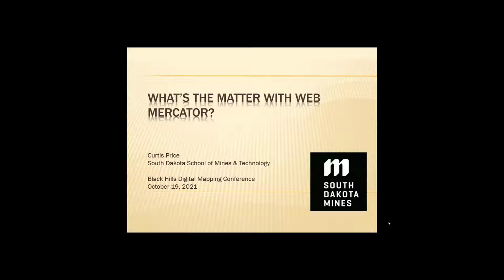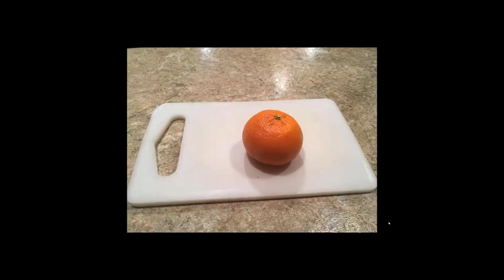Today we're going to get together and ask that big question: What's wrong with Web Mercator? Well, that's kind of part of our problem.